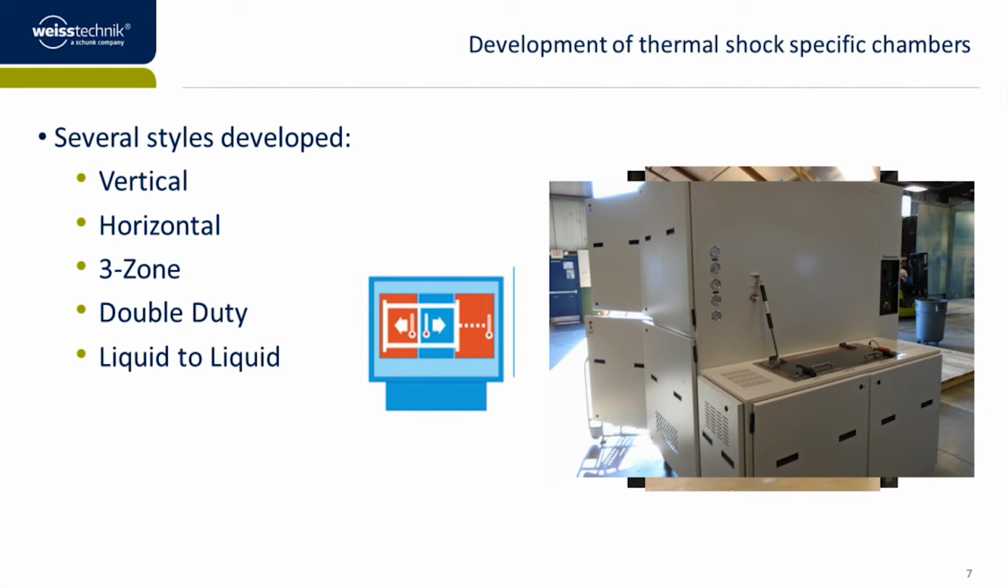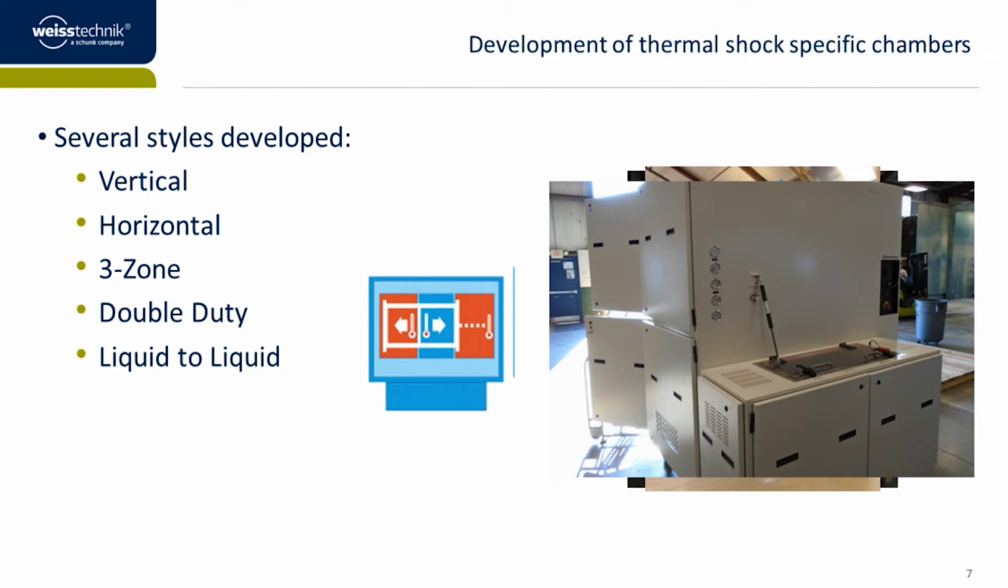So the 4 bullets that we've talked about so far are all air to air. The hot zone is conditioning hot air, the cold zone is conditioning cold air, and the basket moves between the two. There's a final specific thermal shock chamber that's called liquid to liquid. And in the image you see on the screen, that plexiglass door lifts up and that exposes the test space. And on the left-hand side, you have a cold bath, and on the right-hand side, you have a hot bath.